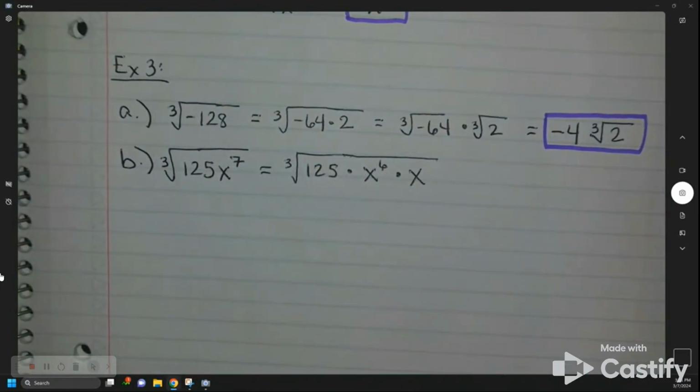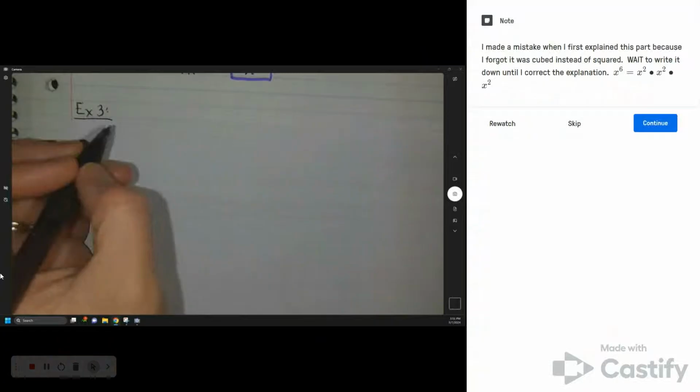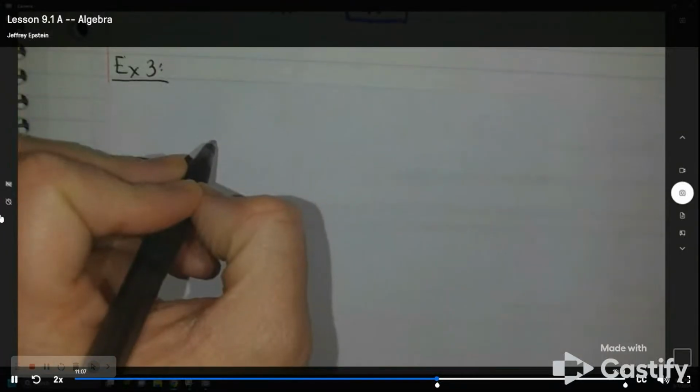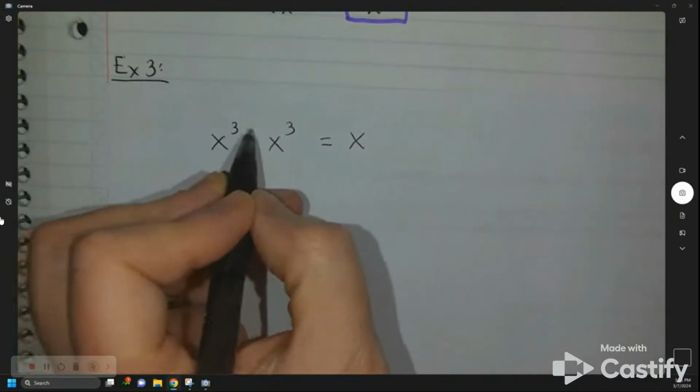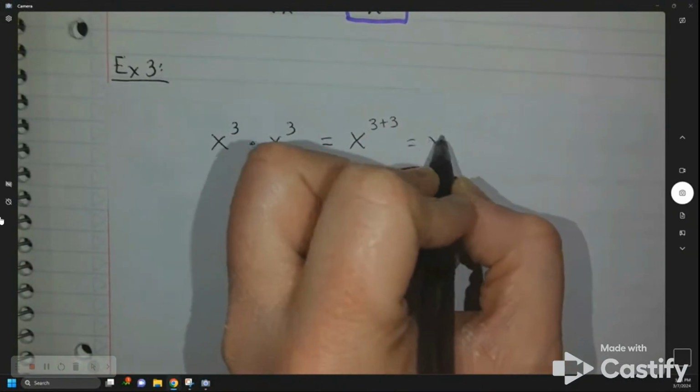And now I'm sure some of you are probably thinking, Mrs. Weber, how do you know it's x to the 6th power? Well, if we think back to our rules about exponents, we had x to the 3rd times x to the 3rd. I would keep the base and add the exponents. Well, 3 plus 3 is going to give me x to the 6th power.